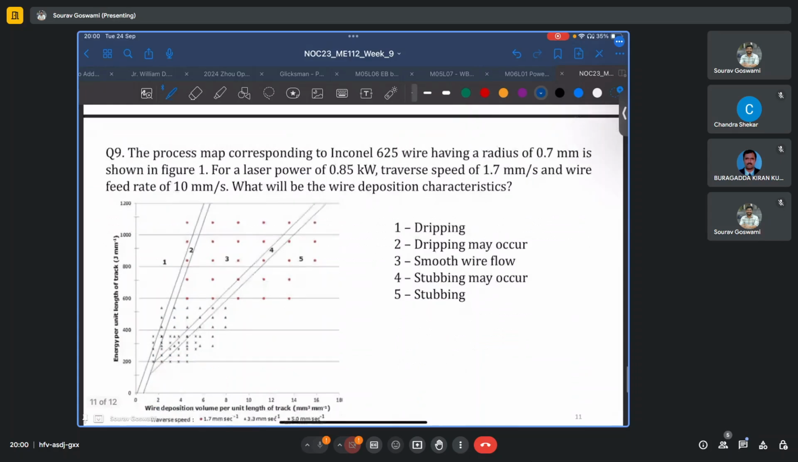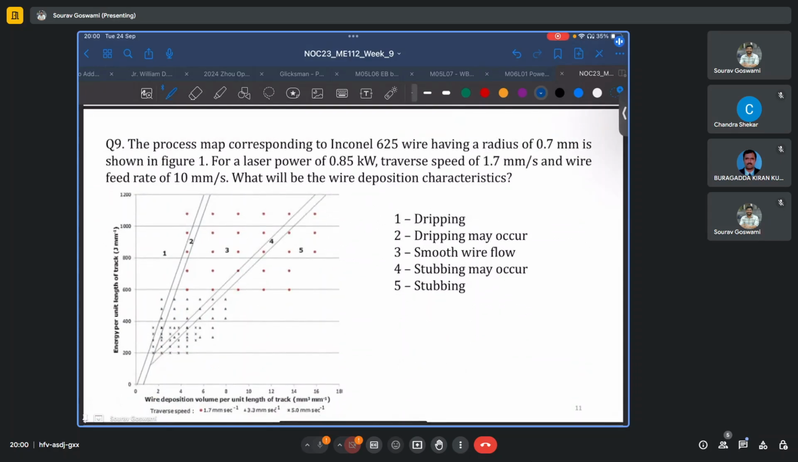The next question. The process map corresponding to Inconel 625 wire having a radius of 0.7 mm is shown in figure 1. For a laser power of 0.85 kilowatt, that is 850 watts, traverse speed of 1.7 millimeter per second, and wire feed rate of 10 millimeter per second, what will be the wire deposition characteristics? And based on the process map, we have to comment what type of deposition it will be.